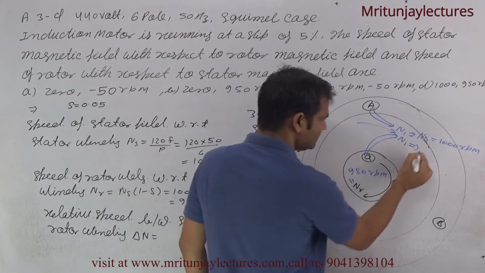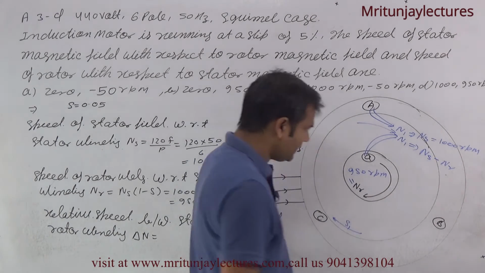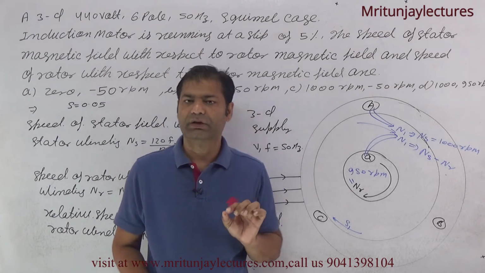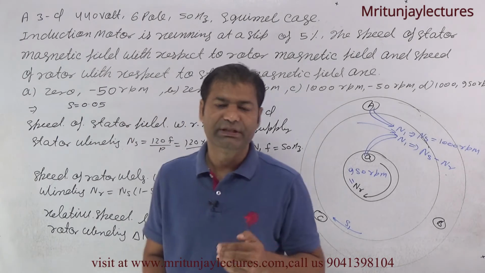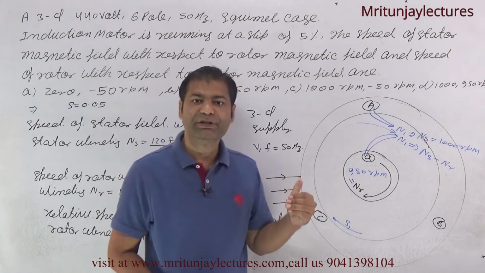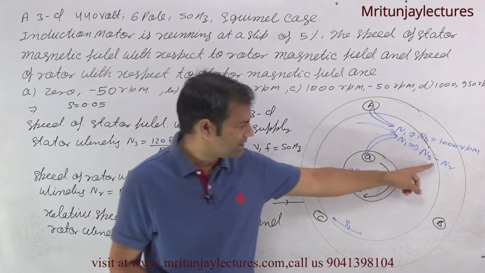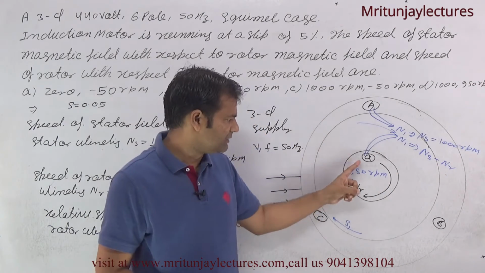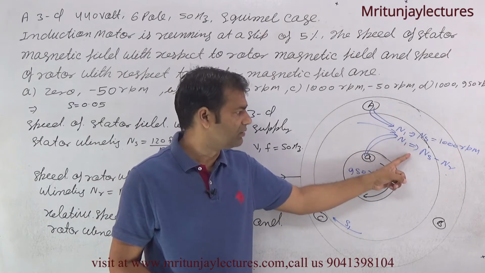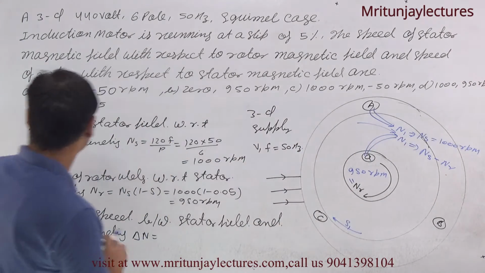It is Ns minus Nr, the relative speed. If you sit on the rotor winding, the speed of the stator field with respect to the rotor winding is Ns minus Nr. Clear? It means that if you sit on the rotor and see the stator magnetic field speed, it looks like Ns minus Nr. Clear?